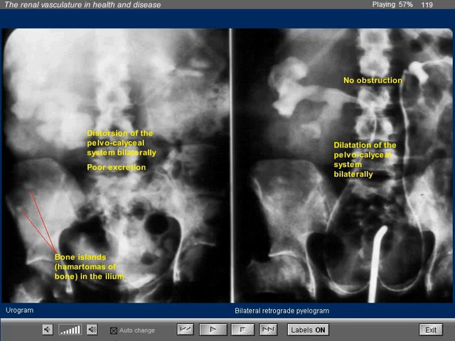This lady had nodular densities in the ilium, which are the multiple bone islands of the hamartomas of bone seen in tuberous sclerosis. A bilateral retrograde pyelogram revealed that there was no obstruction of the ureter and marked dilation and distortion of the pelvocalyceal system bilaterally. Again, clinically, they suspected polycystic disease.